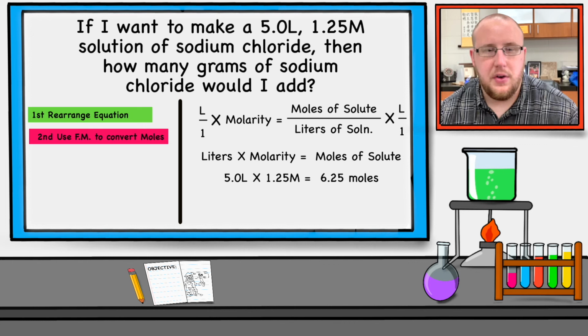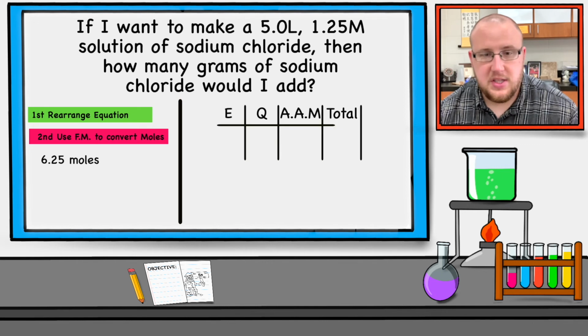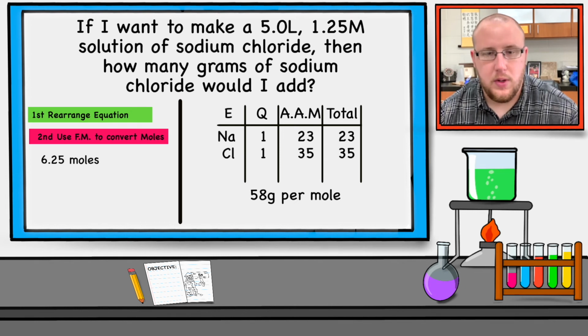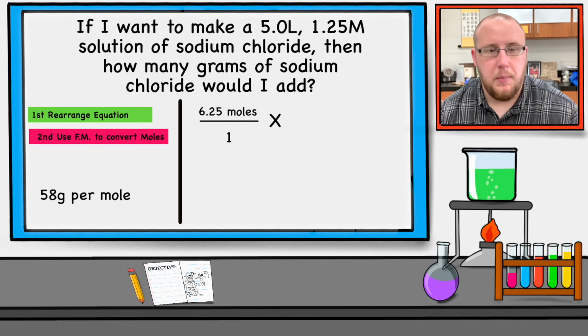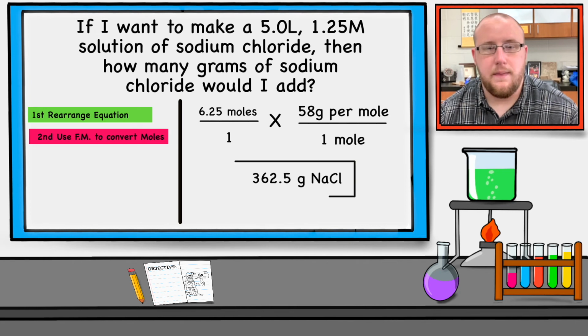Now all we have to do is convert those moles to grams. We use our formula mass for this once again. After setting up our formula mass table, we find out that the formula mass for sodium chloride is 58 grams per mole. Now we take our 6.25 moles over 1 and multiply it by 58 grams over 1 mole. We get a total of 362.5 grams of sodium chloride.